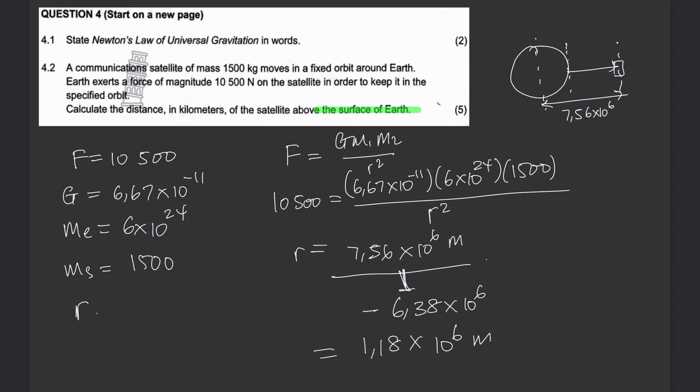If you want it in kilometers, then divide by 1,000. Dividing by 1,000 just means reducing that exponent by 3. So that's going to be 1,18 times 10 to the power 3 kilometers.